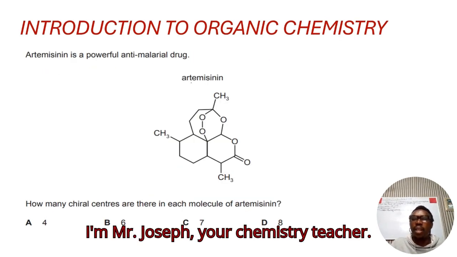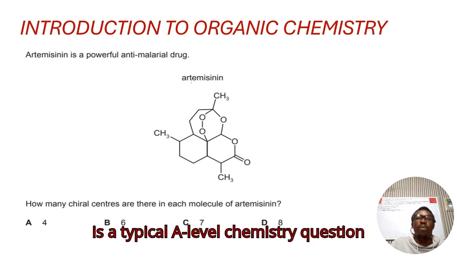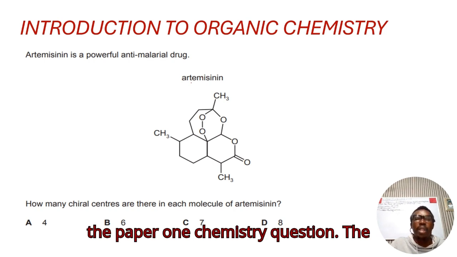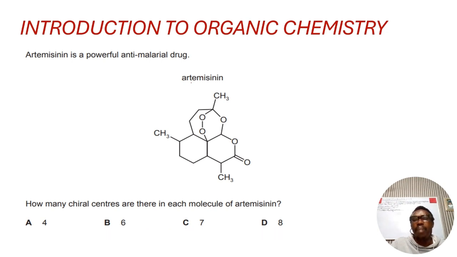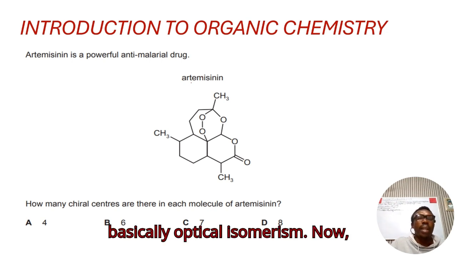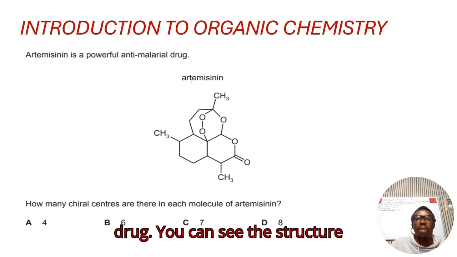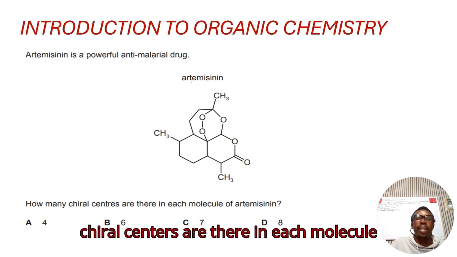I'm back with my lectures. So before us is a typical A-level chemistry question on Introduction to Organic Chemistry, AS paper 1 chemistry question. The question before us is on stereoisomerism, basically optical isomerism. Now, artemisinin is a powerful anti-malaria drug. You can see the structure of artemisinin. You are now asked how many chiral centers there are in each molecule of artemisinin.